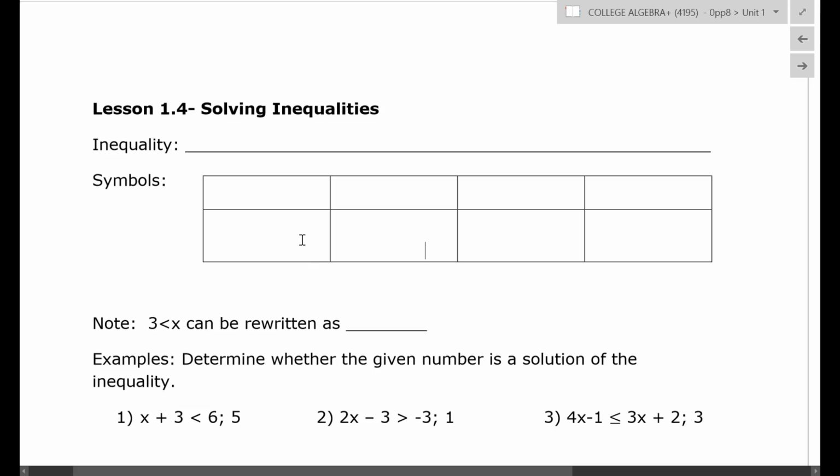Guys, I need about 20 minutes in terms of time to get through this lesson, and then you'll have about 20 minutes to do your follow-up.